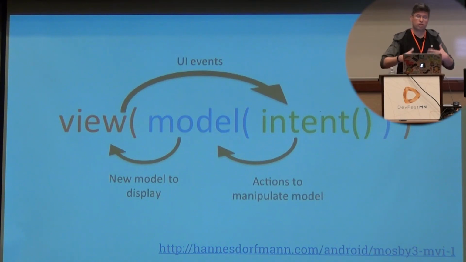The model would change, and then when the model changes, it will propagate these changes to the view, which is subscribed to that model and listening actively. This is not an invention of mine, nor do I think it is an invention of Hannes Dorfman, but the best blog post you'll find on this stuff is linked here below on the slide. I recommend you check that out.